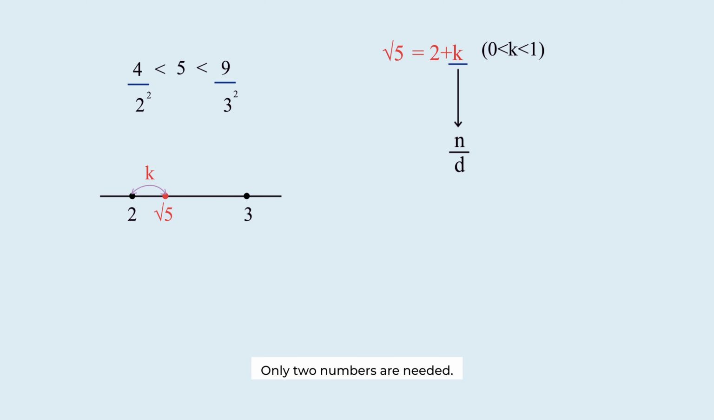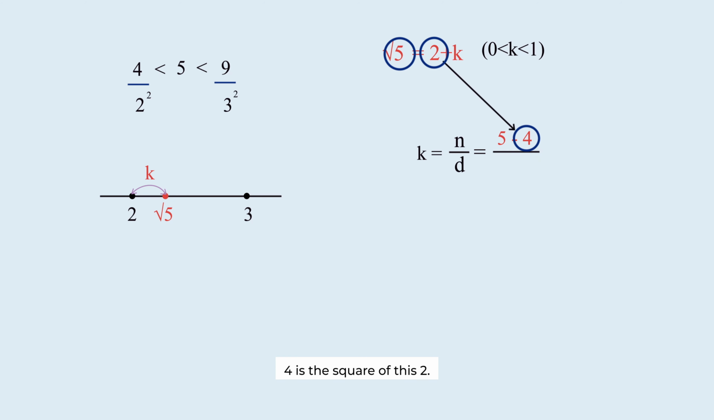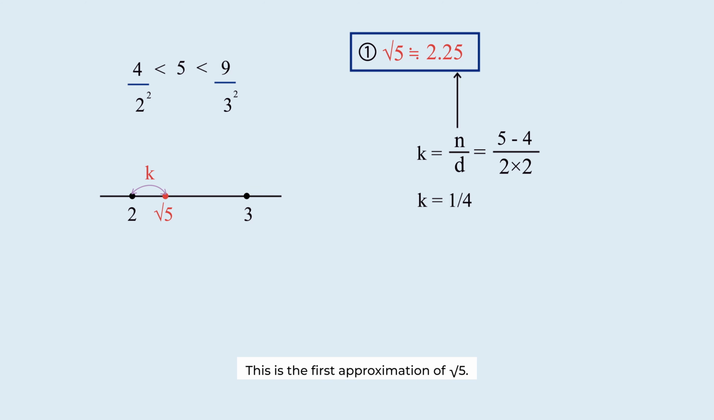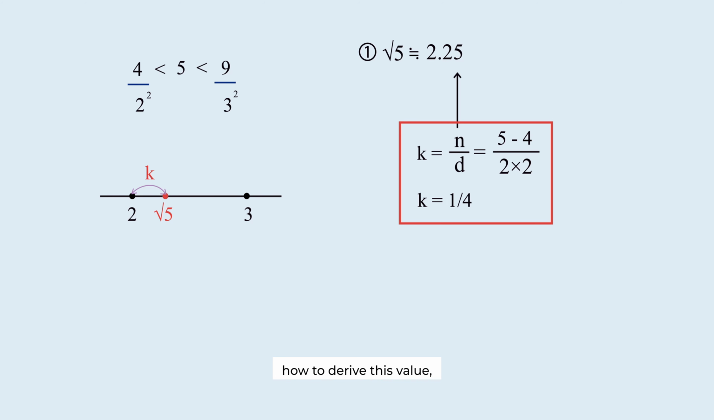Only 2 numbers are needed, 2 and 5. The numerator is 5 minus 4. 4 is the square of this 2. The denominator is to multiply 2 by 2. This 2 is this 2. Since k is a quarter, root 5 equals 2 plus a quarter, 2.25. This is the first approximation of root 5. If you are curious about how to derive this value, please watch the related video.